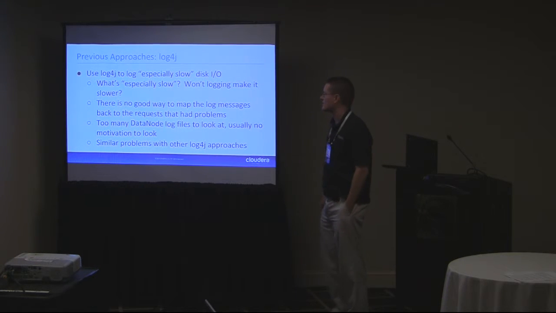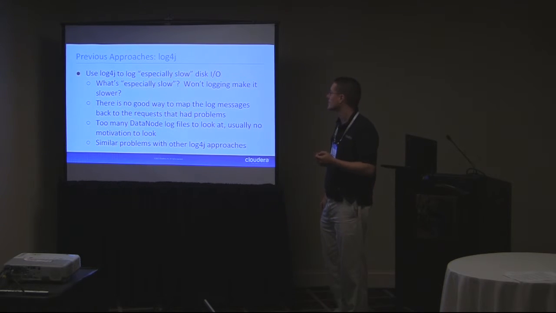Some previous approaches that we've done and that we continue to do: log4j is certainly very important. It's nice to log things that are slow. For example, if it took a very long time to do an fsync, you probably want to log that. But there are all kinds of problems with this sort of approach. One problem is that you're setting an arbitrary threshold for slowness, and whatever it is, it's not going to satisfy everybody. And even if you somehow achieved a threshold that satisfied everybody, logging still makes things slower, especially when something's happening quite a great deal, which it often does.